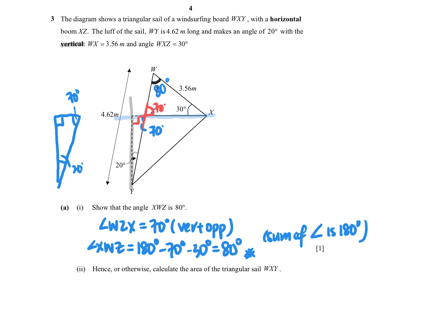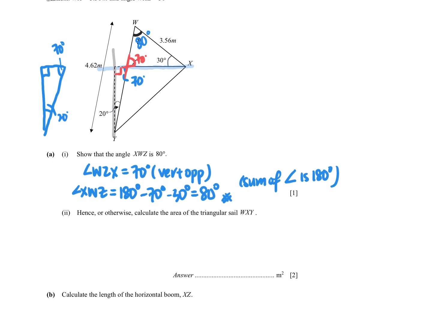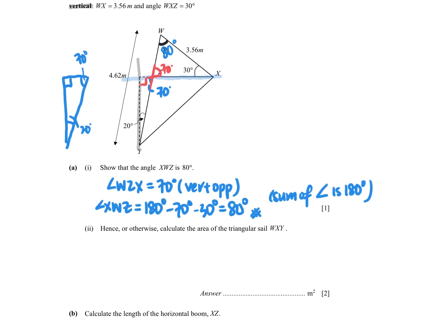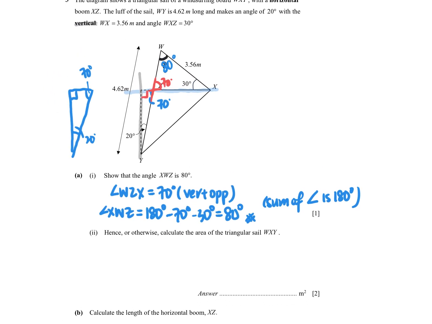Okay, next I want to find the area of this entire triangle. You look at the marks, 2 marks only. So you just need 2 adjacent sides and 1 included angle. What they tell you is this whole side here is 4.62, this whole part here is 3.56, and the angle in between, you have just found it to be 80.